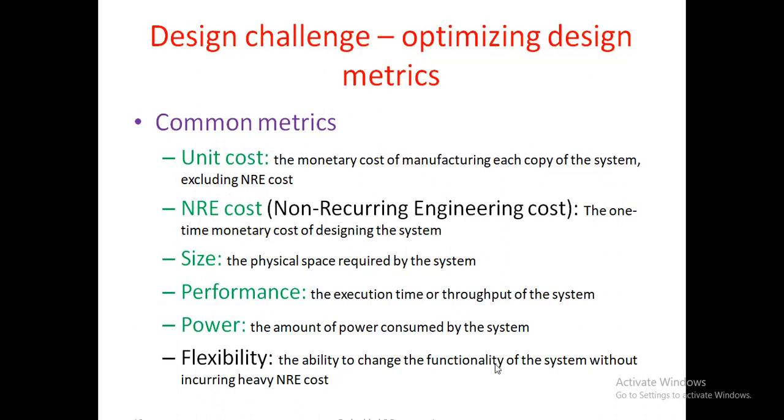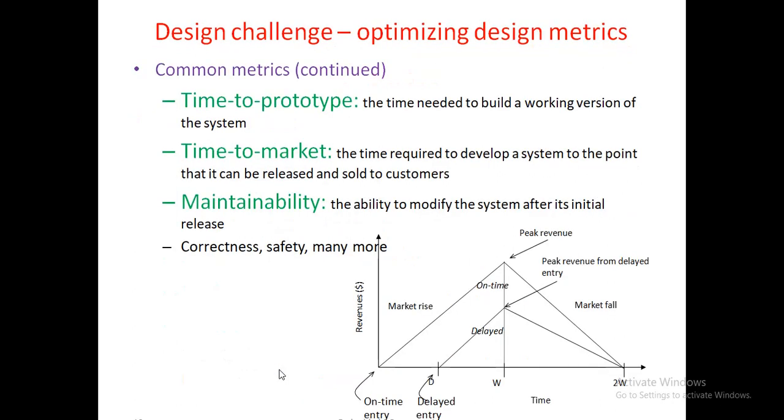They should be able to change the functionality of the system without incurring heavy NRE cost. Once you release the product in the market, if there are some flaws in that product, you can go back to the R&D people. There may be some slight variation, and again they can relaunch that product. That flexibility must be there. If you release the product and it fails overall, then there is a huge loss. The company has to pay more.